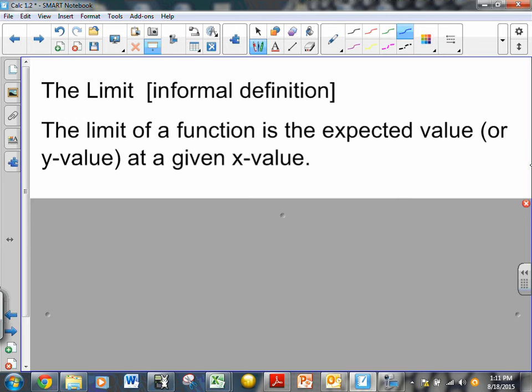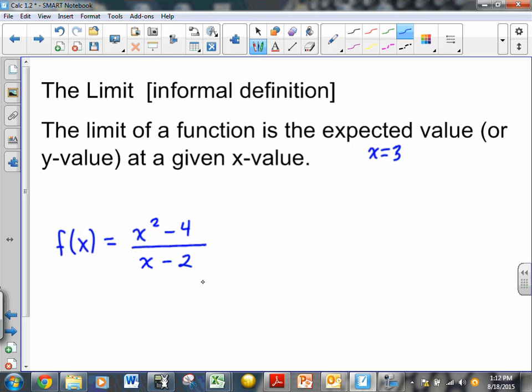So we have some function, and x equals 3. We want to know what we would expect the y value to be at 3 for that function. In the past, we would just plug in that value, x equals 3, into the function. Whatever we get for our value, that would be what we would expect. But there's times when that value might not exist. So let's take a look at an example here. For this example, f of x equals x squared minus 4 over x minus 2.